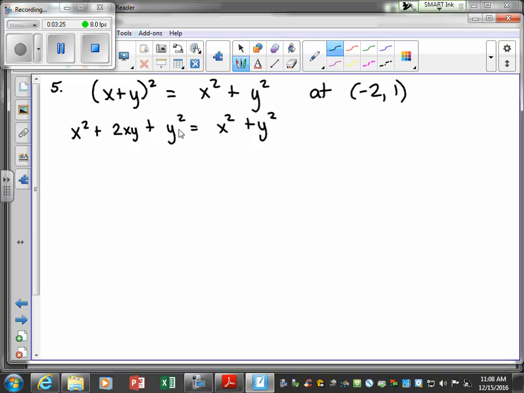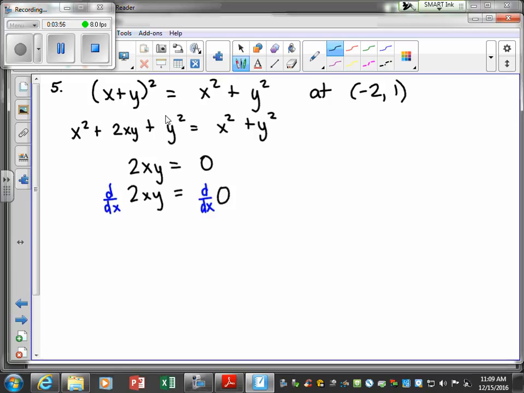Now, I can simplify this even before I start. What if I subtract x squared and subtract the y squared? What would that leave us with? Yeah, 2xy equals 0. We know that anytime we can simplify stuff algebraically, it's probably going to be in our favor. Now we're going to take d dx of both sides. So d dx. We have a 2xy term on the left and 0 on the right.